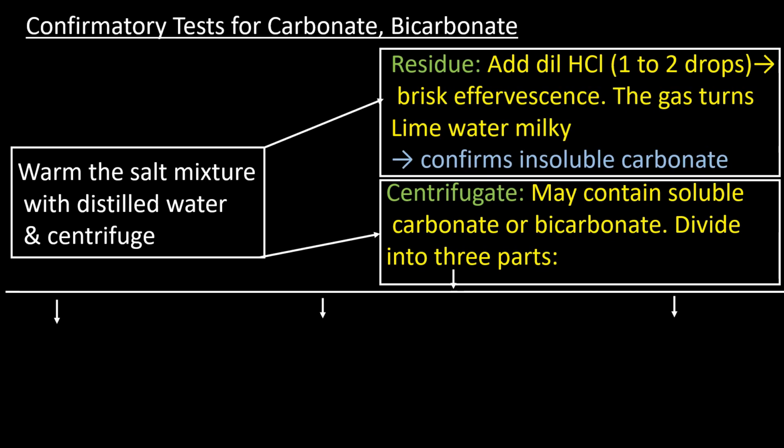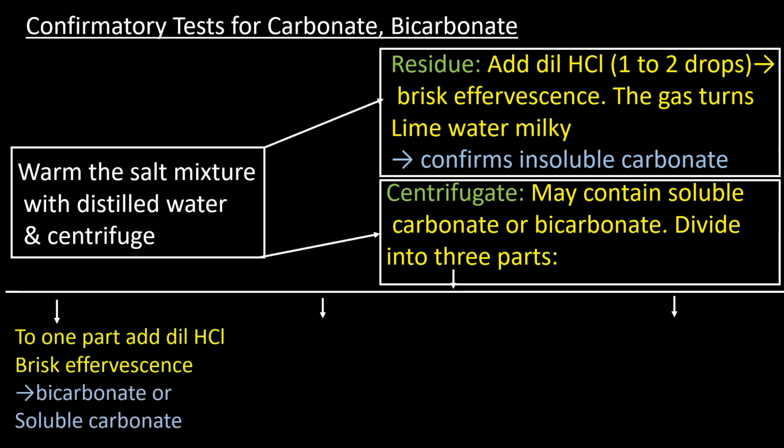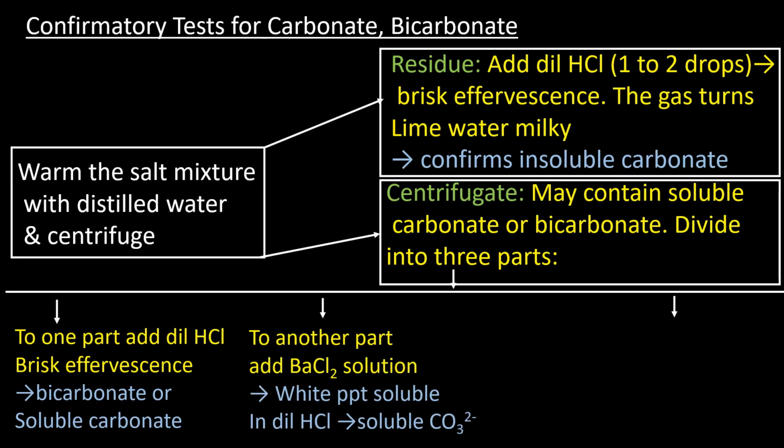You divide it into three parts. In the first part, you add dilute hydrochloric acid. Once again, the same thing, brisk effervescence. That indicates bicarbonate or soluble carbonate. Next, to another part, you add barium chloride solution. If you get a white precipitate, that is soluble in dilute hydrochloric acid.